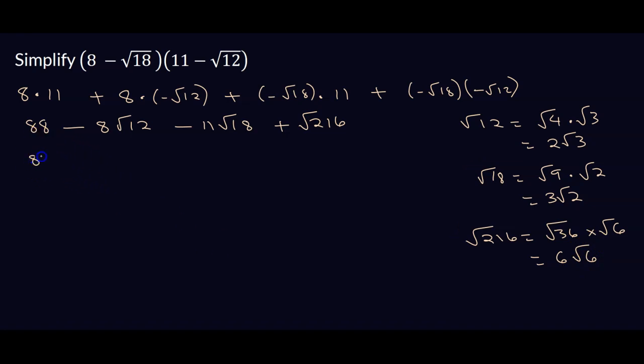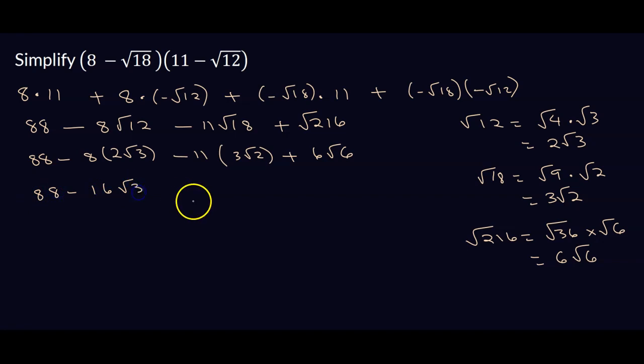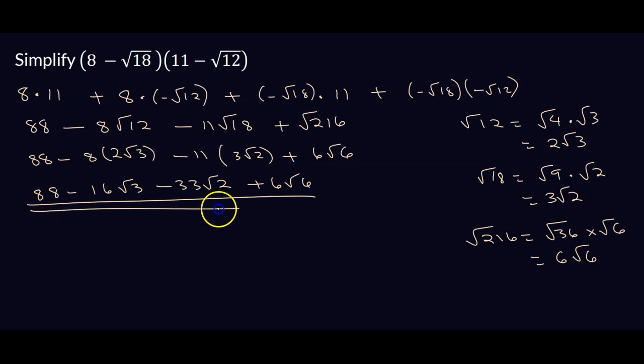So this is going to be 88 minus 8 square root of 12, which we derived earlier is 2 square root of 3, minus 11 times the square root of 18, which is 3 square root of 2, plus 6 square root of 6. So let's go ahead and further simplify. 88 minus 16 square root of 3 minus 33 square root of 2 plus 6 square root of 6. And this is how you get your answer.